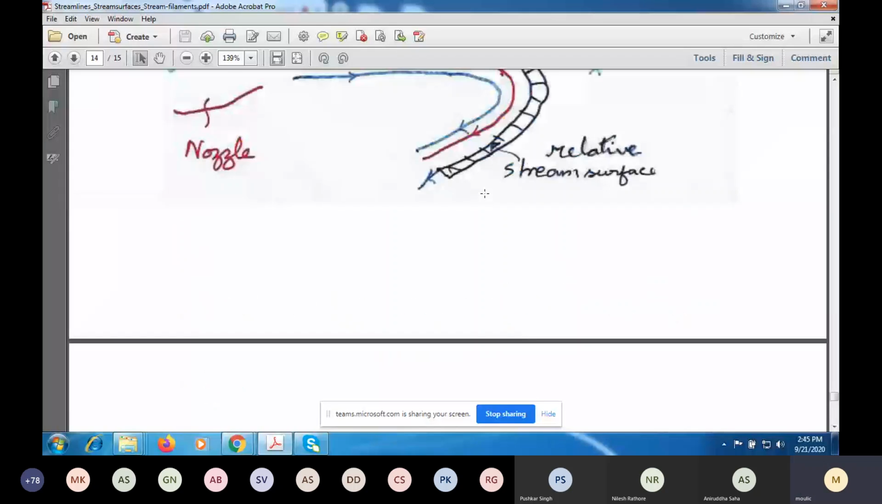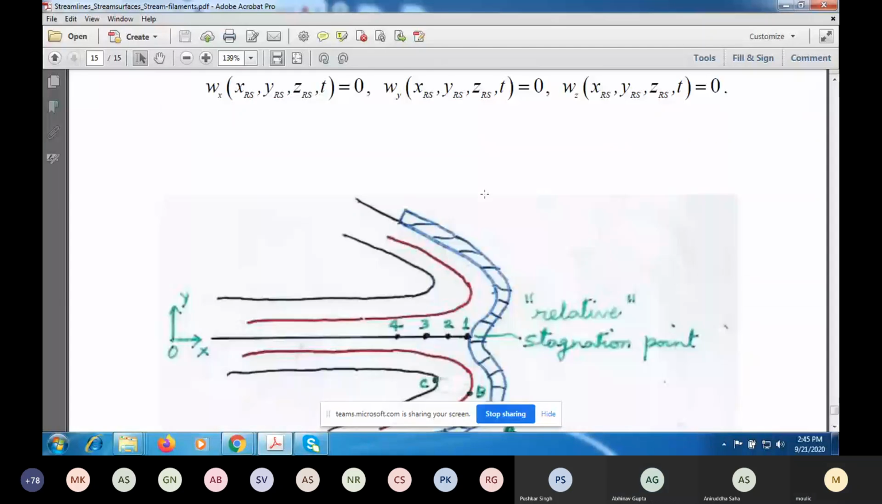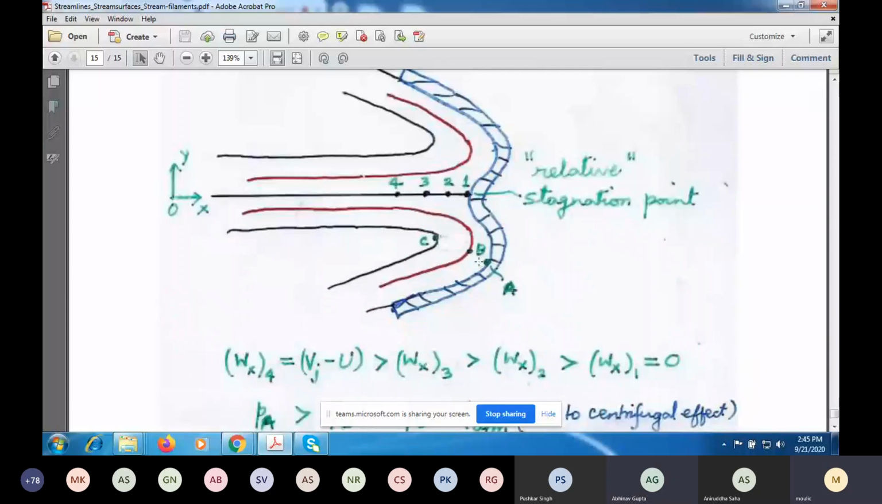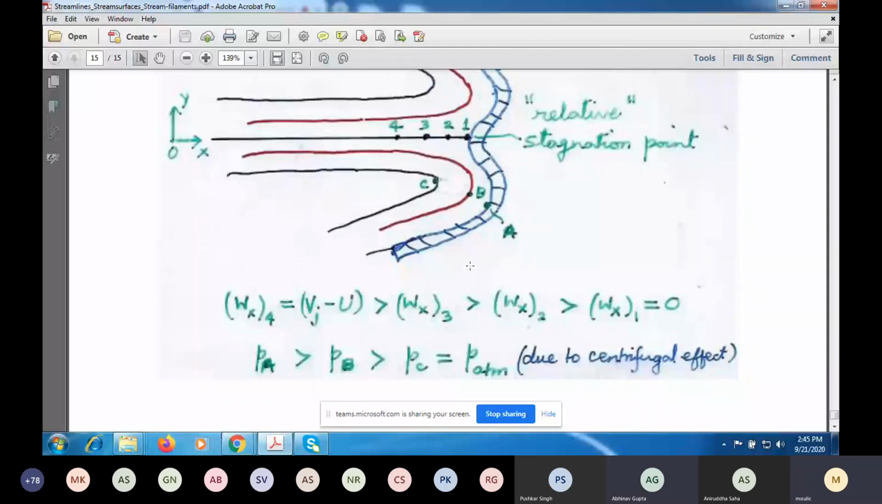Could you please explain once again why the pressure on the inside of the vane will be larger? Why the pressure at which one? B is larger than the pressure at C. Yes, PA is larger than PC. This actually I'll talk about in more depth tomorrow. For the time being, let me say it is due to the centrifugal effect.